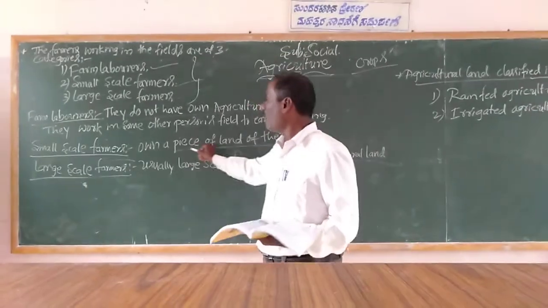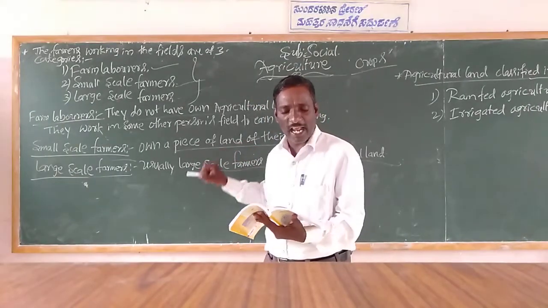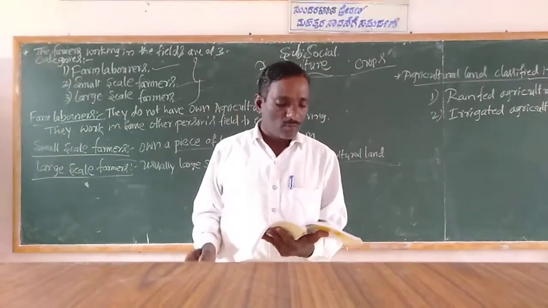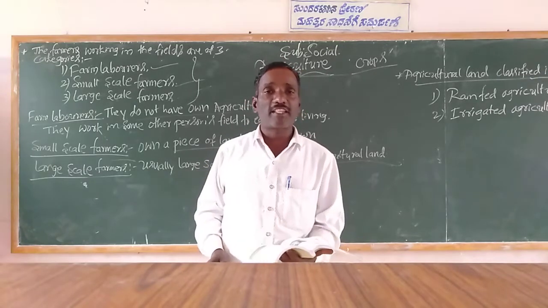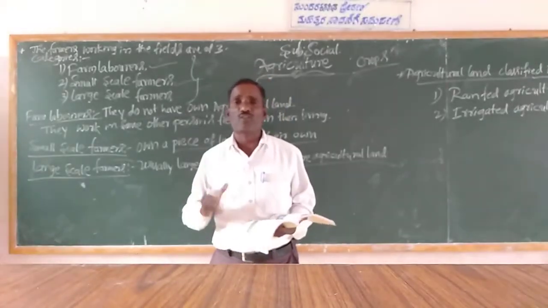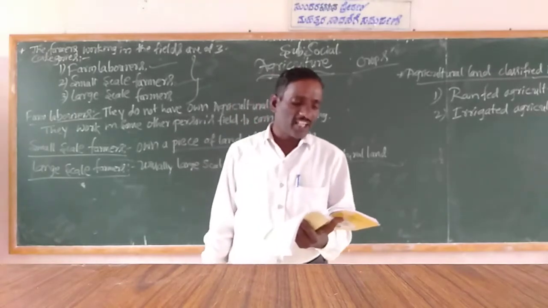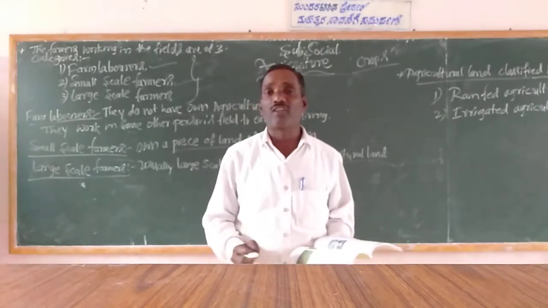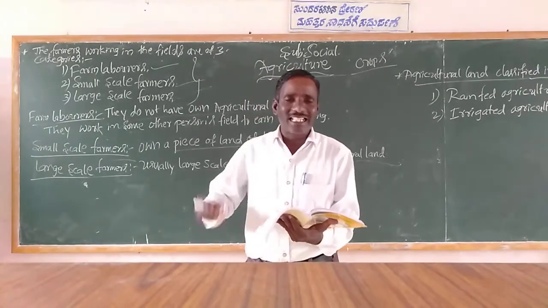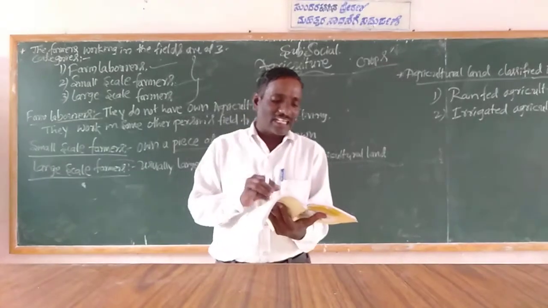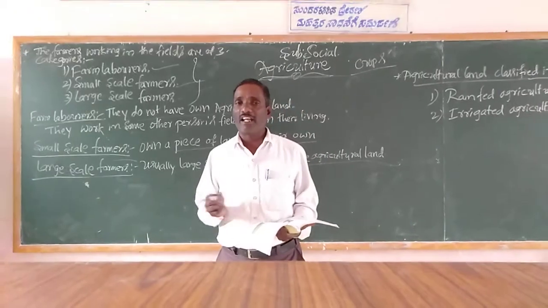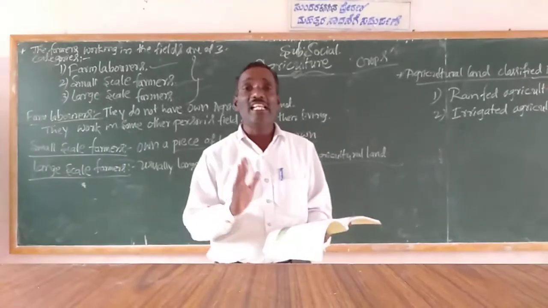Next, small scale farmers. Small scale farmers have their own land. They sell the crop they grow in their field and earn money to lead life. They also face a number of problems. For example, shortage of money to cultivate the land. As the land holding is little, their earning is not sufficient to lead the family.